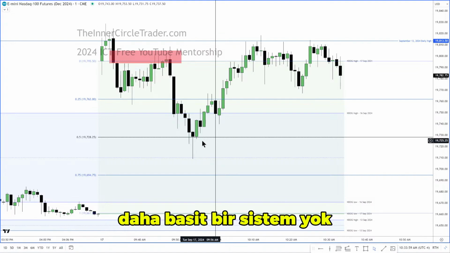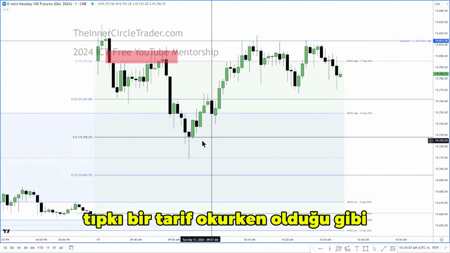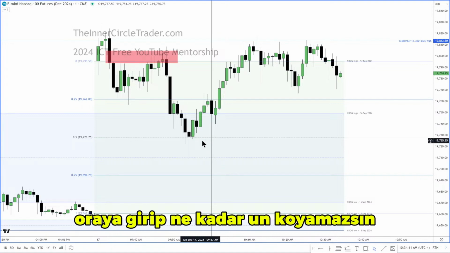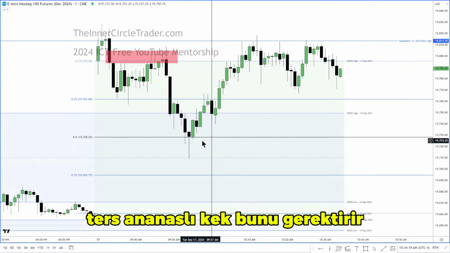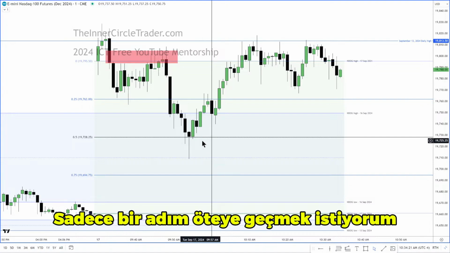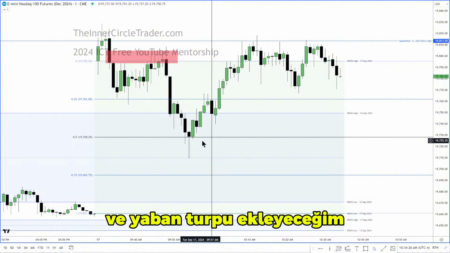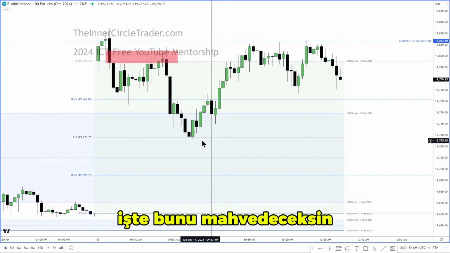There's no other simpler system model that's mechanical. It's finite parameters. Just like when you read a recipe, how many eggs does it call for? How much milk? How much sugar? How much flour? You can't go in there and say, you know what? This upside down pineapple cake calls for this, and this. I just want to kick it up a notch and put my own spin on this. And I'm going to throw in horseradish. The hell? Yeah, that's what you're going to mess it up with.